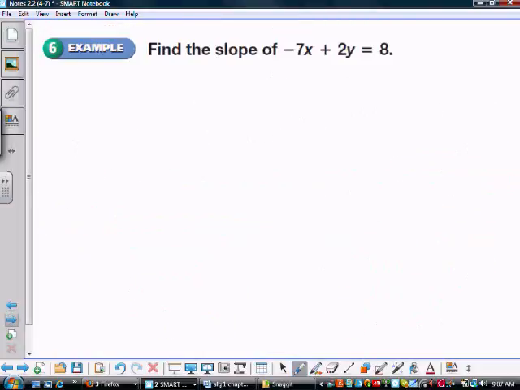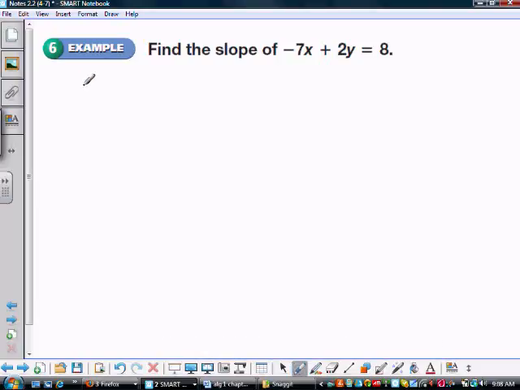Okay. Find the slope of negative 7x plus 2y equals 8. What form is this equation in? Standard form. What form would you like it to be in to find the slope? Slope-intercept is going to be the easiest way to find the slope of this line. So let's start changing this into slope-intercept.